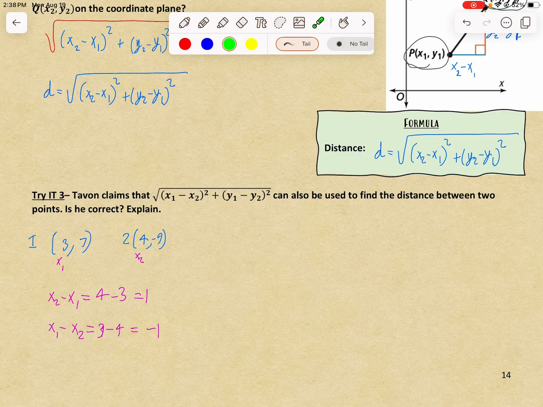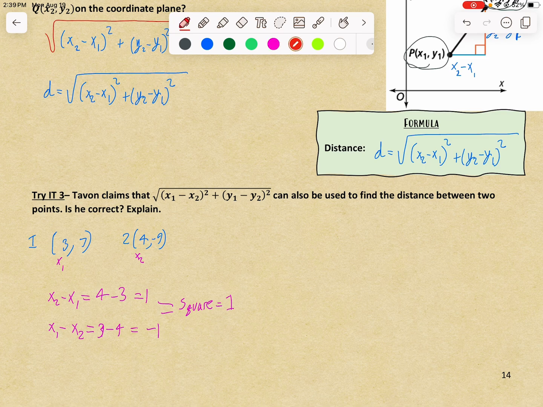Notice the ones here. This is a positive 1. If I square 1, I'm going to get 1. What if I square negative 1? Well, that becomes negative 1 times negative 1. Negative 1 times negative 1 is positive 1. So if I square either one of them, then it becomes positive 1. So with the x, it works.